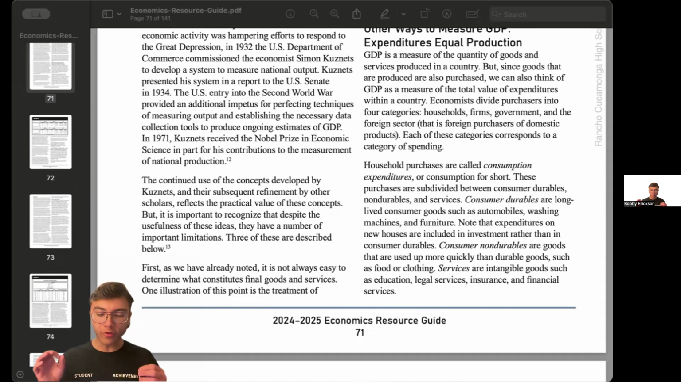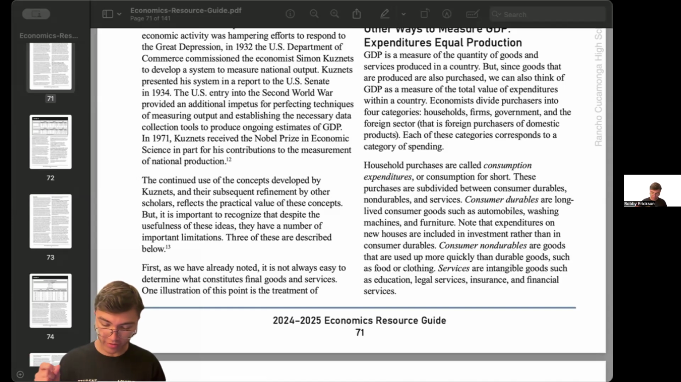And so household purchases, so people in a normal household, these are called consumption expenditures or consumption for short. And these are divided between consumer durables, non-durables, and services. So let's define those. Consumer durables are the consumer goods that last longer, as you would assume durable means. And so things like automobiles, washing machines, and furniture are all consumer durables.